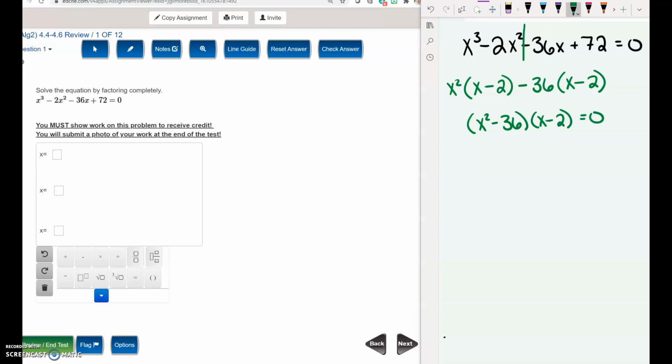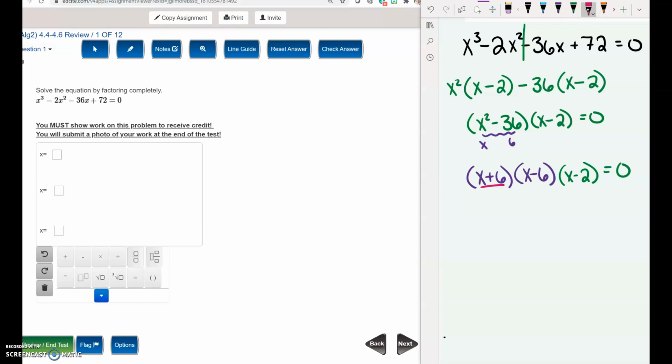Now this is not factored completely because x squared minus 36 is a difference of 2 squares. The square root of x squared is x, the square root of 36 is 6, so that factors into x plus 6, x minus 6, and then we have the x minus 2 equals 0. Your last step here is to solve.